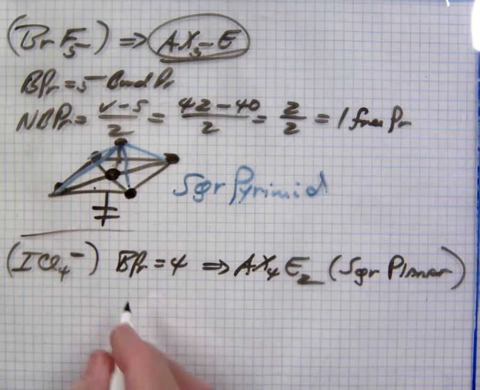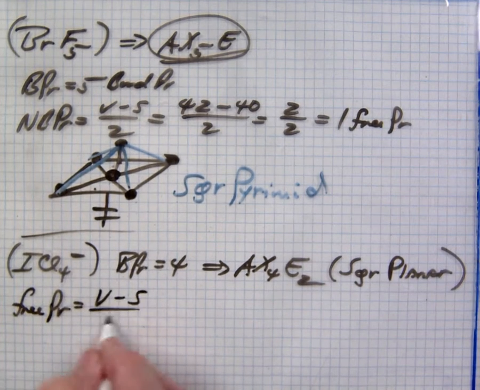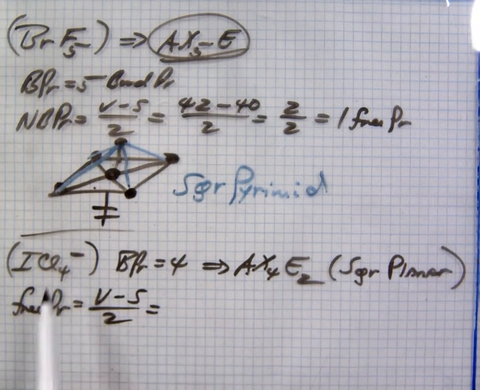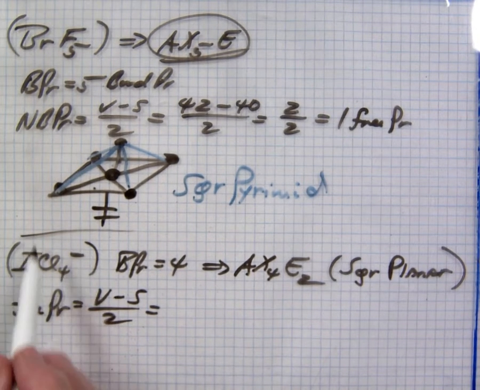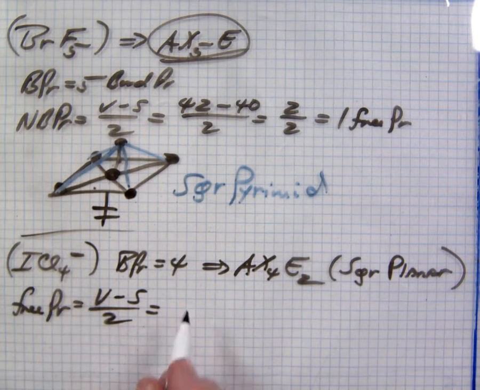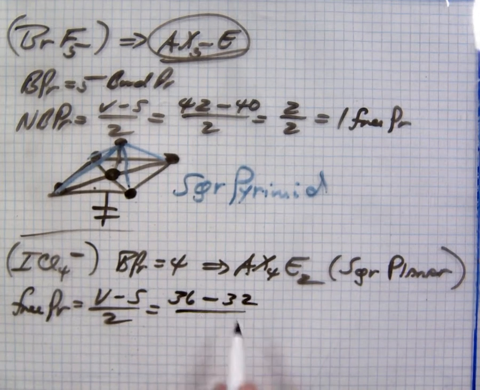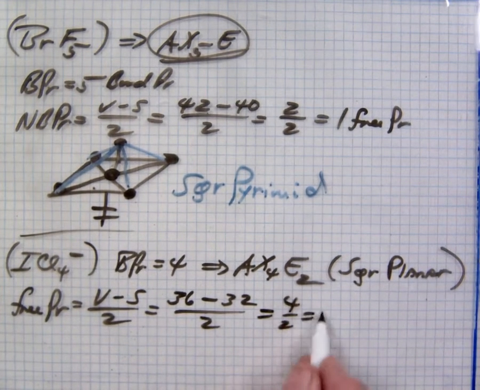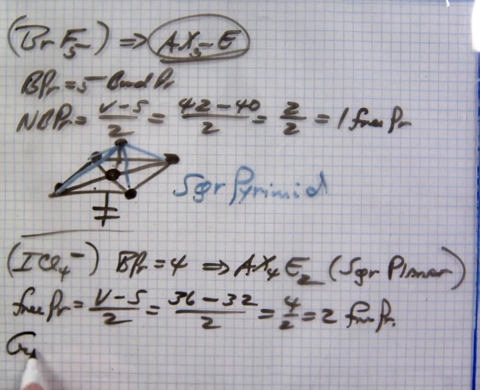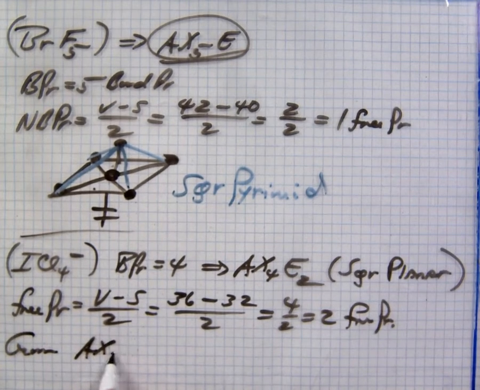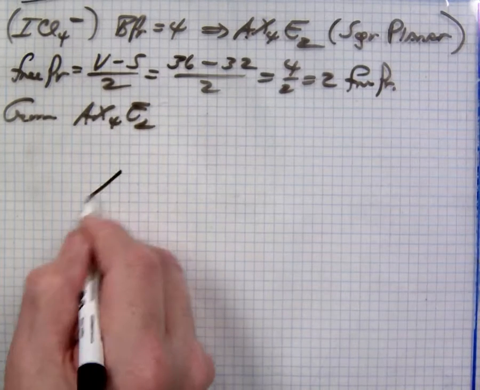Okay, so number of free pairs is valence minus substrate over 2. Well, a valence number for this is, well, 7 times 4, 28, plus 7 is 35, 36 with the 1 extra electron. So I have 36, and then 4 times 8 is 32, over 2, 4 over 2, or 2 free pairs. So our geometry now is an AX4E2.